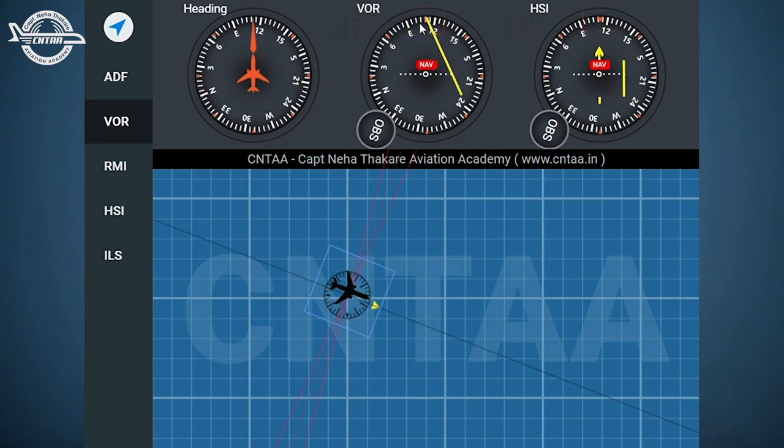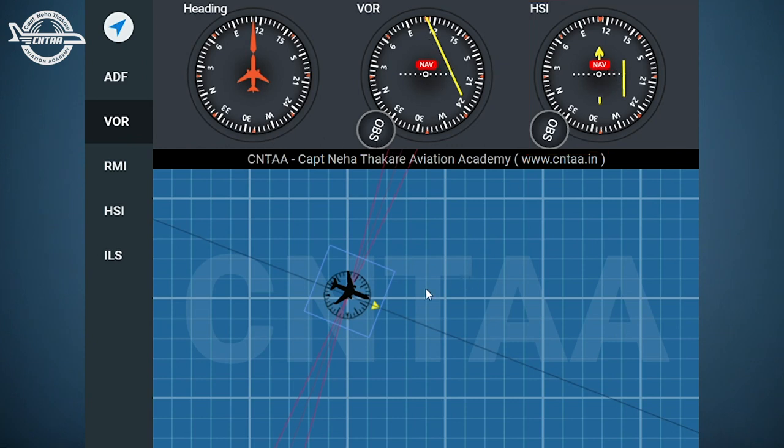This is the trainer which would help you to understand the VOR instrument thoroughly. Our online ground training students will have free access to this application. In this trainer, you have heading indicator on the left side here, then VOR instrument in the center and HSI on the right, that is horizontal situation indicator. This instrument is the VOR instrument superimposed on the heading indicator, that is the dial will be of heading indicator and needle will be of VOR indicator.